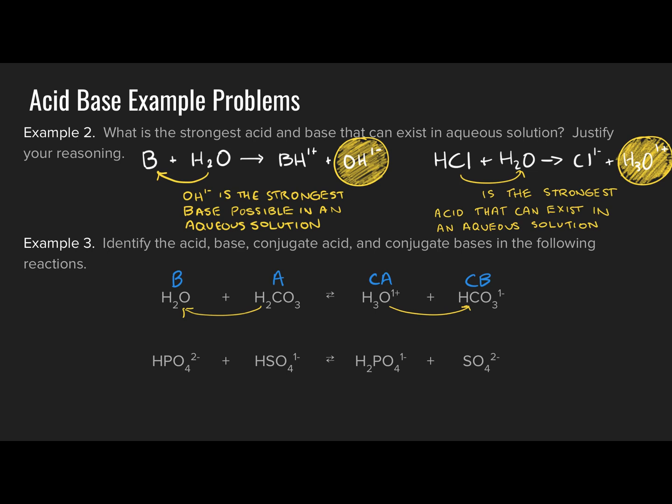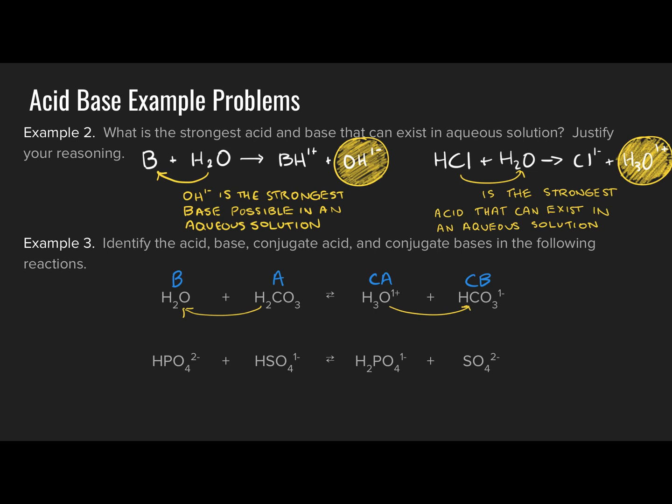So we've got water the base, carbonic acid the acid, hydronium ion the conjugate acid, and the bicarbonate ion HCO3 negative is here our conjugate base. We can apply that same logic for our second reaction here, in which we have the hydrogen phosphate ion HPO4 negative reacting with the bisulfate ion HSO4 negative, forming the dihydrogen phosphate ion H2PO4 negative and sulfate ions SO4 negative.